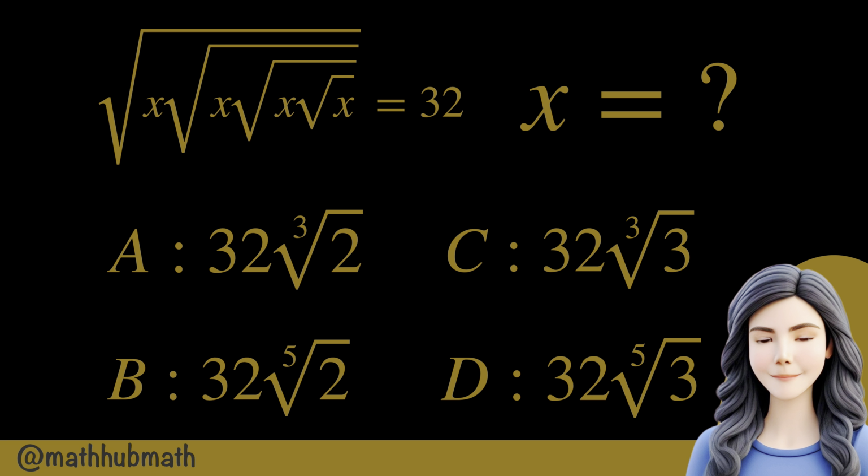The question wants us to find x, where square root of x multiplied by square root of x multiplied by square root of x multiplied by square root of x equals 32. We've been given 4 options, and we have to choose one of them as the correct answer.